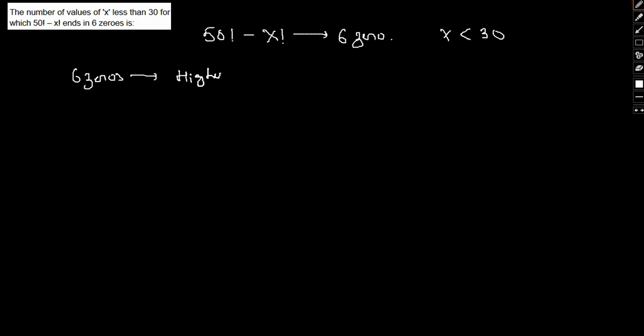Okay. So the number of values of x less than 30 for which 50 factorial minus x factorial ends in 6 zeros is. So now it says that 50 factorial minus x factorial ends in 6 zeros, and basically x is less than 30. Now 6 zeros means the highest power of 5 will be 6. Okay, that is 5 to the power of 6.